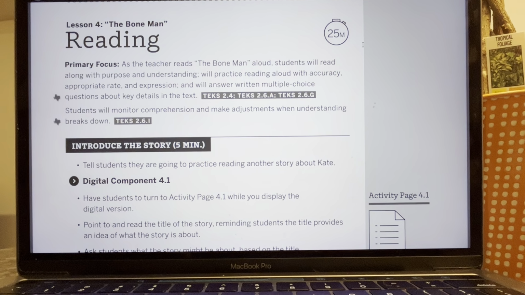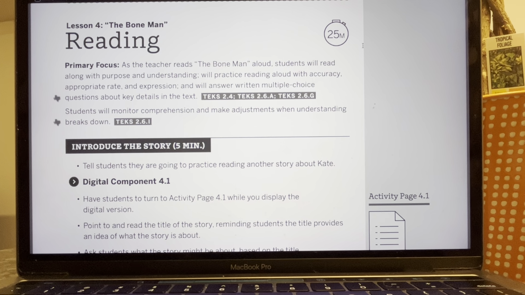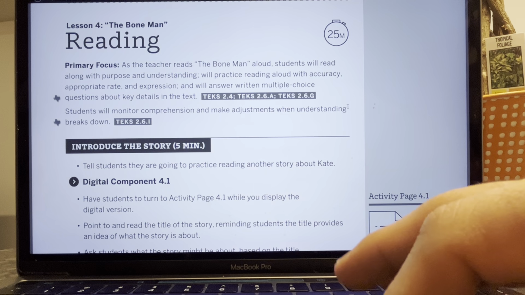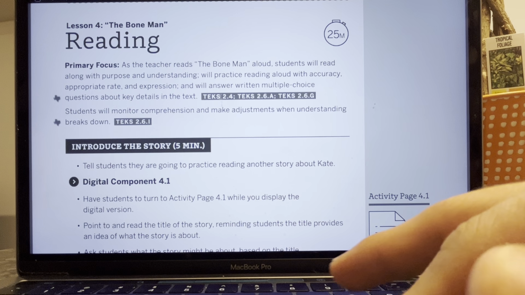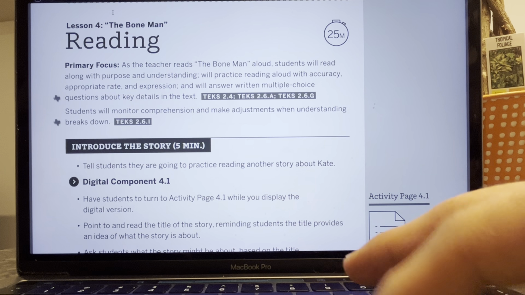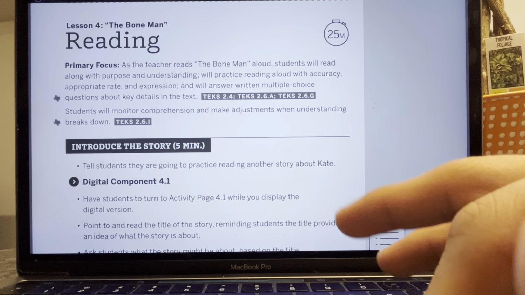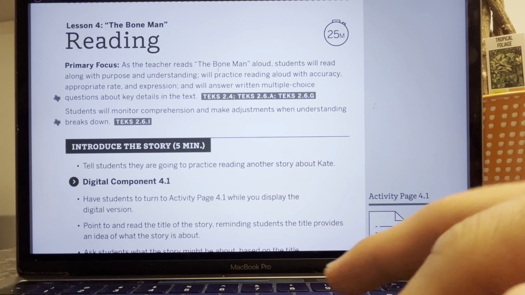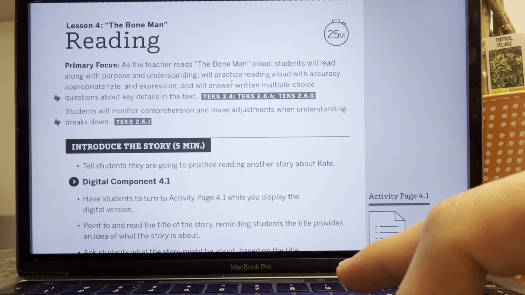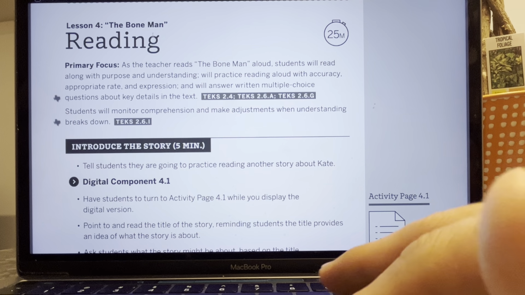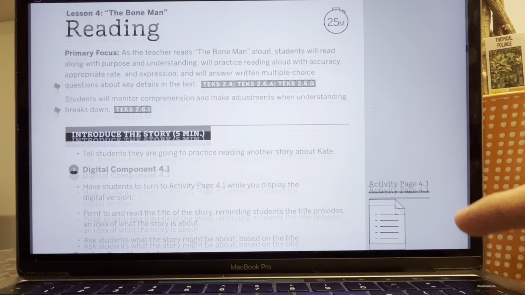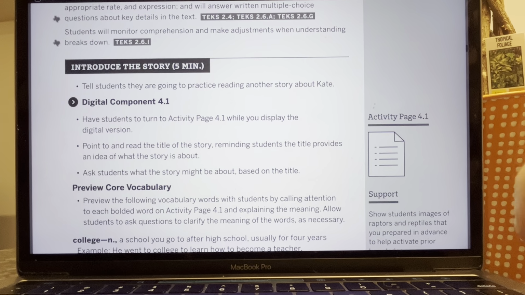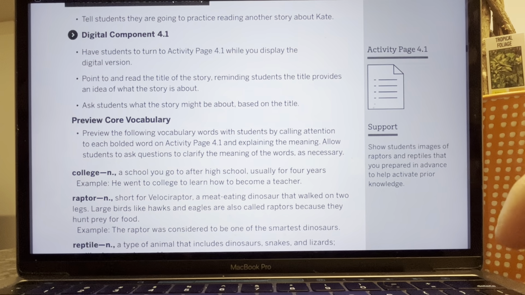Whenever they're doing this, the students are developing those fluency skills. Fluency is not about how fast they read, but how accurate are they reading? Are they reading with the appropriate rate? Are they reading with expression and tone? Are they stopping and pausing? Are they asking themselves questions? So this is what fluency is. And as they read along with the teacher aloud, they're developing those skills.